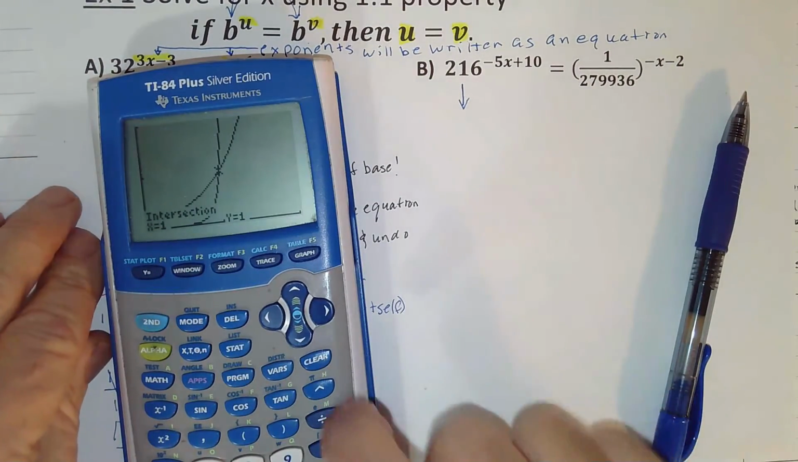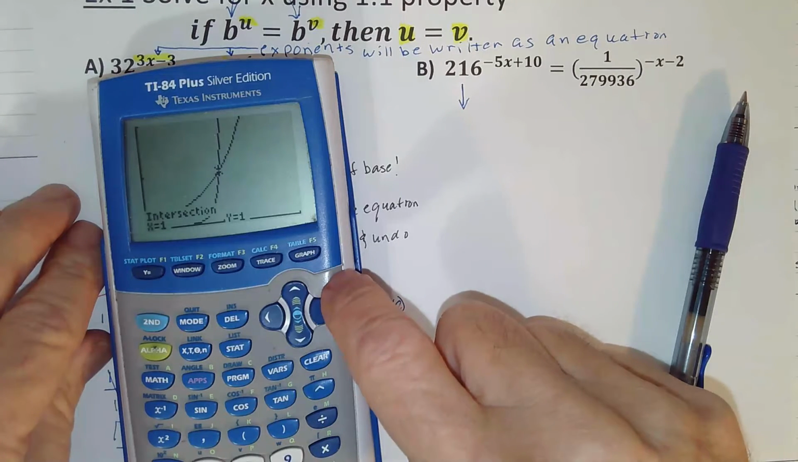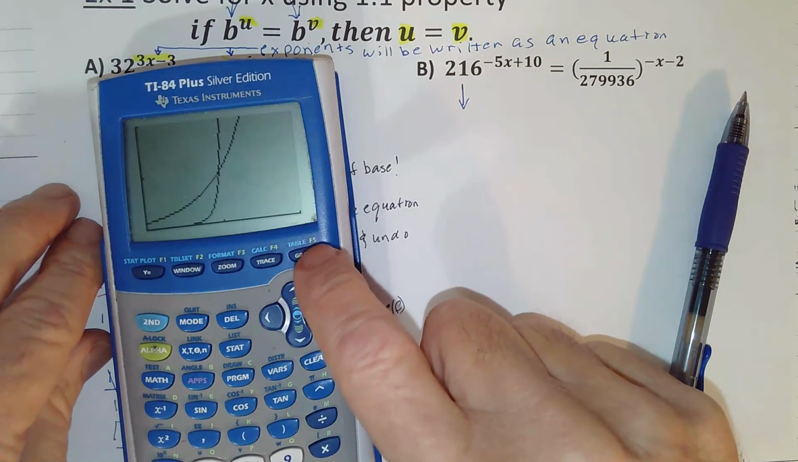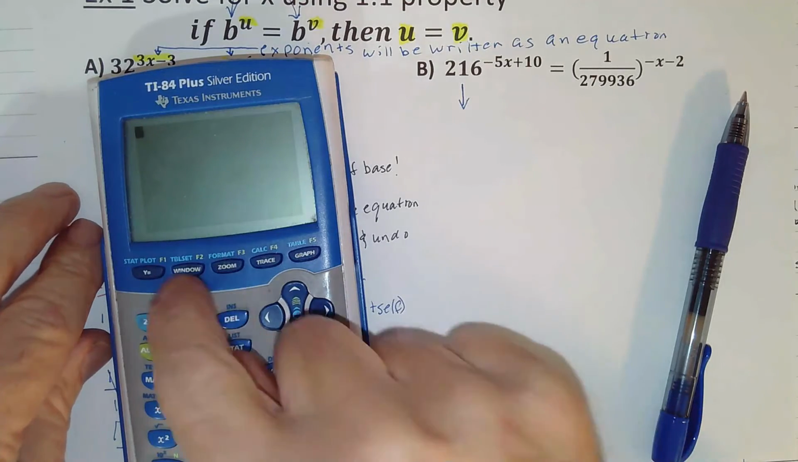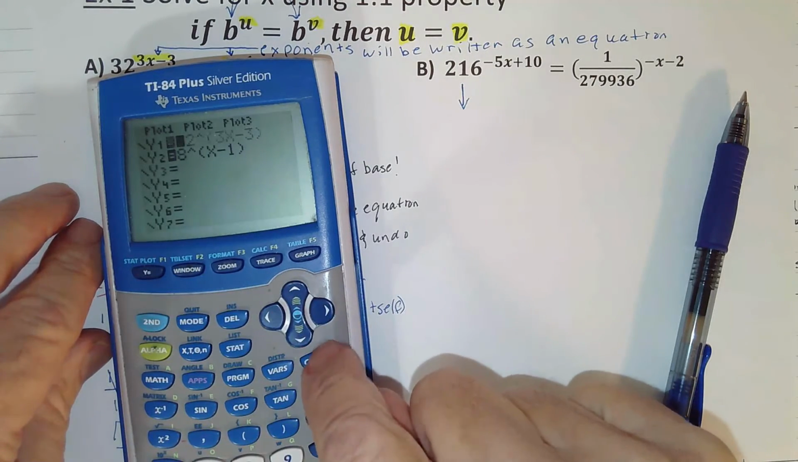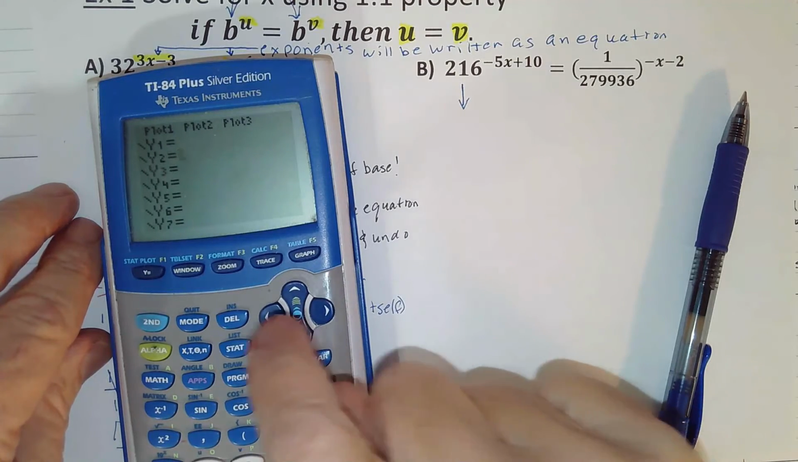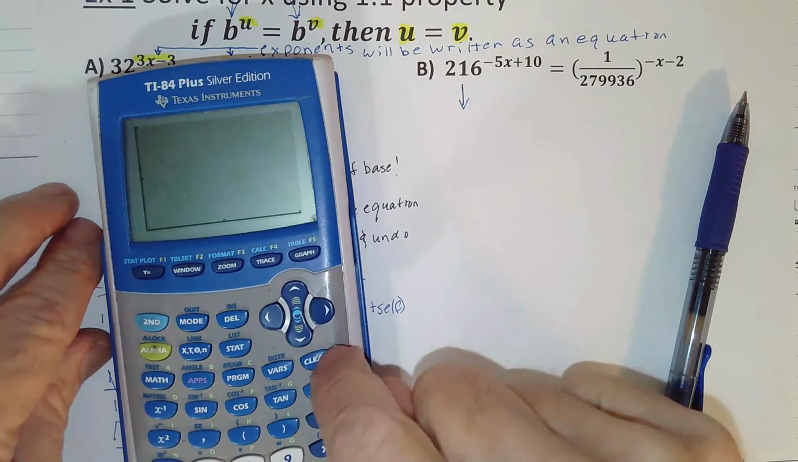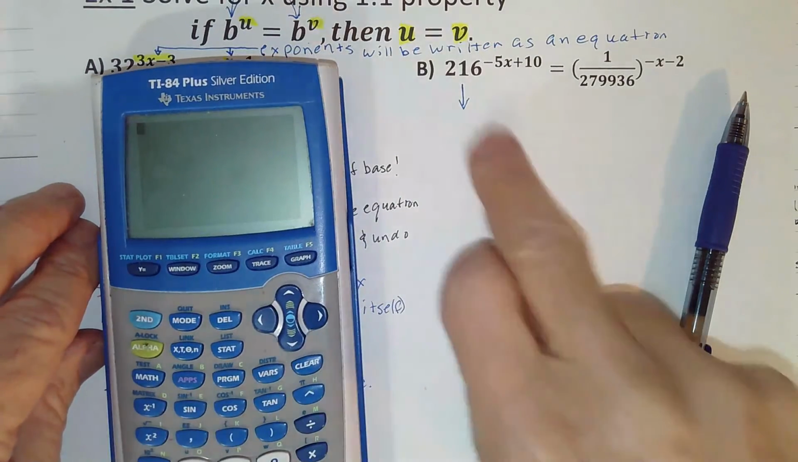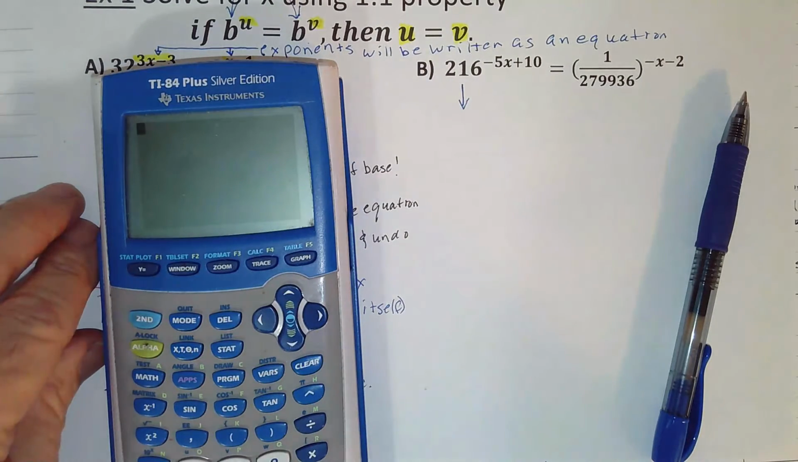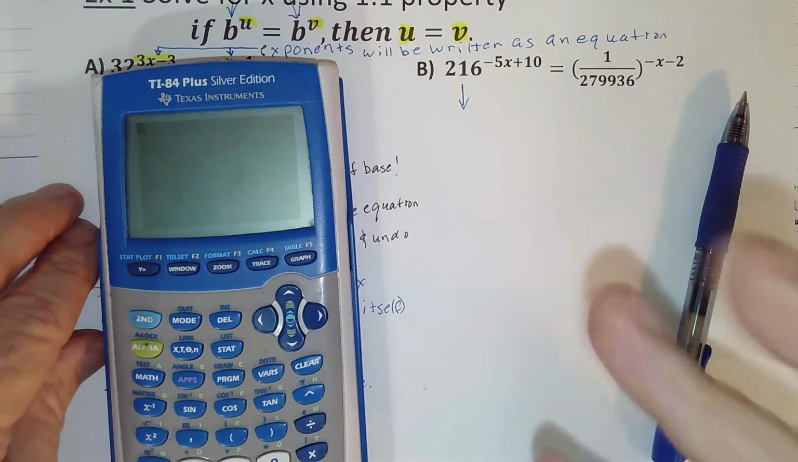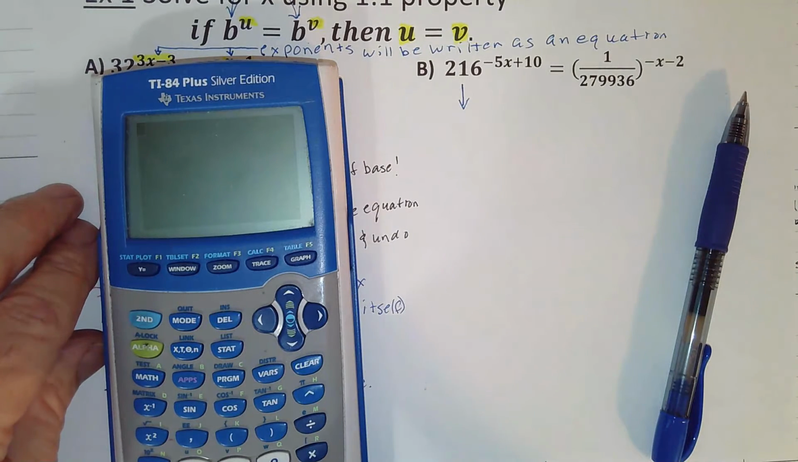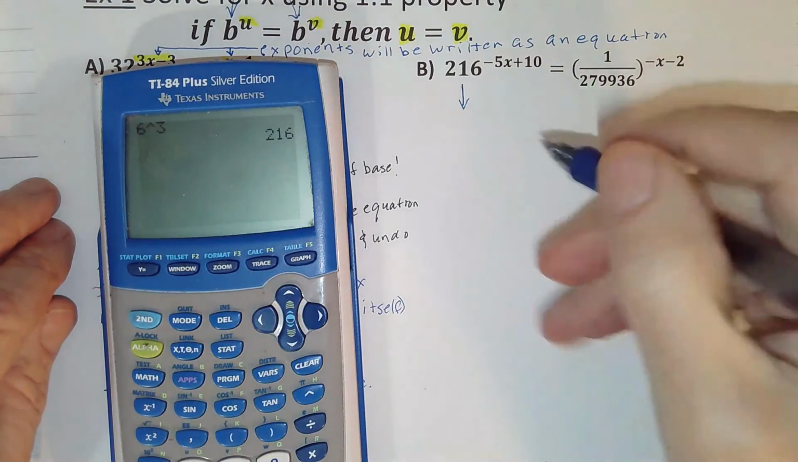So let's clear this graph, and let's clear over here the y equals. Let me clear all those things and go back here to 216. So let's see. We know 6 to 1 is 6. 6 to the 2 is 36. Let's see what 6 to the 3 is. So 6 caret 3. Oh, geez, it's 216. Okay. So this is 6 to the 3.